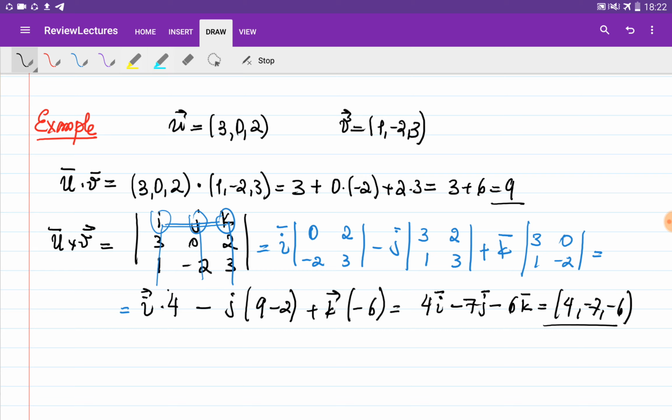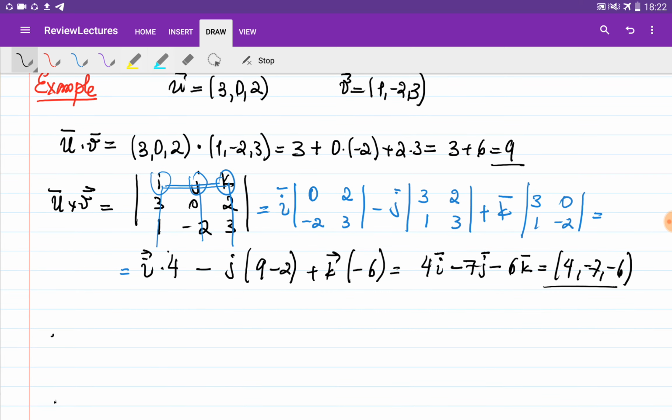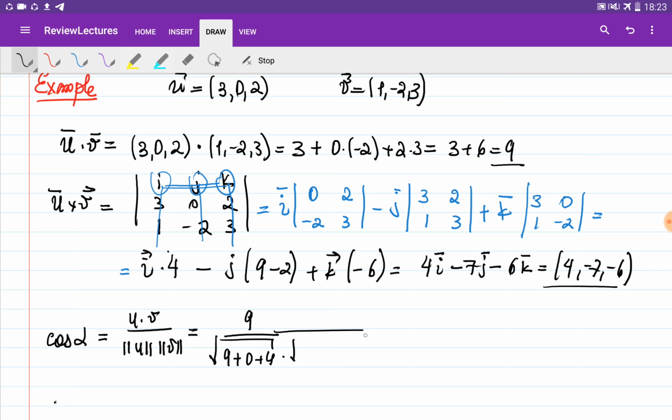At the same time, we can find the angle between these two vectors, the cosine of the angle between these two vectors. This is going to be equal to the dot product, right? So u dot v divided by the multiplication of the lengths. So this is going to be equal to 9 divided by the length of u, which is the square root of 9 plus 0 plus 4, multiplied by the length of v, which is the square root of 1 plus 4 plus 9. So this is going to be equal to 9 divided by the square root of 13, multiplied by the square root of 14.